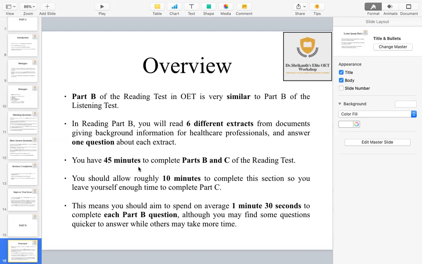You have in total 45 minutes to complete part B and C of the reading test, and you should allow roughly 10 minutes to complete part B. This is a rough estimate. Part C is going to be a little bit more challenging compared to part A and part B, so you need to give maximum time for part C. So give about 10 minutes for part B. That means you're spending on average 1 minute 30 seconds for each part B question. Some questions may take less than 1 minute 30 seconds, and some may take more. So you really have to manage your time.